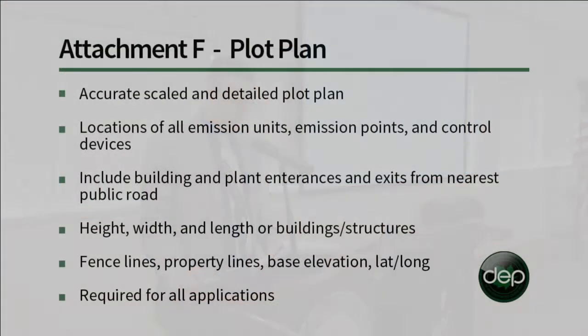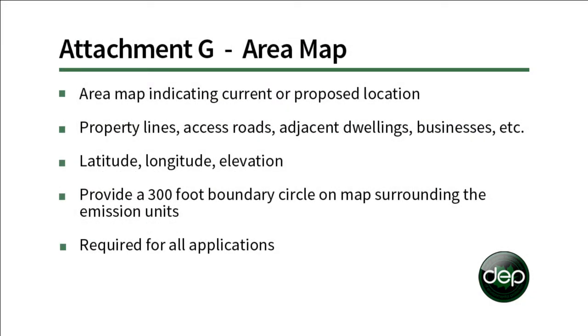We're also requiring an area map, which is going to indicate the current or proposed location of the facility or modification. Once again, include the property lines, access roads, and if there are dwellings or businesses nearby that are going to be close to that 300-foot siting criteria, those need to be included. And we also are asking that you draw a 300-foot boundary circle around those emission units. That'll be the starting point from what we're trying to make a determination of the siting criteria.